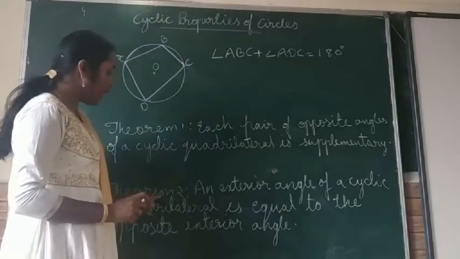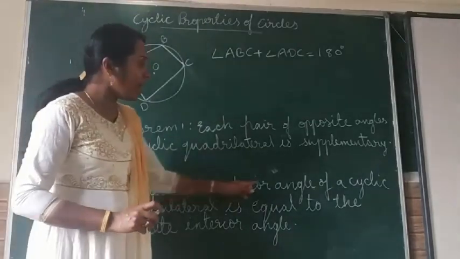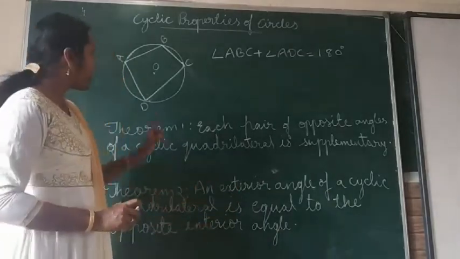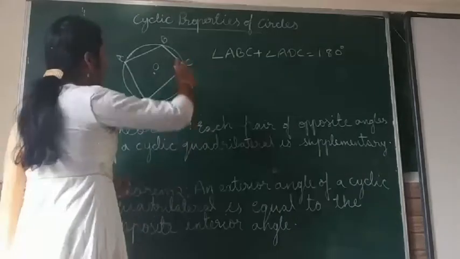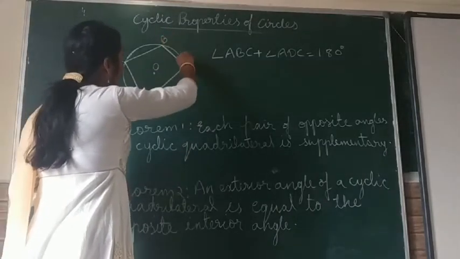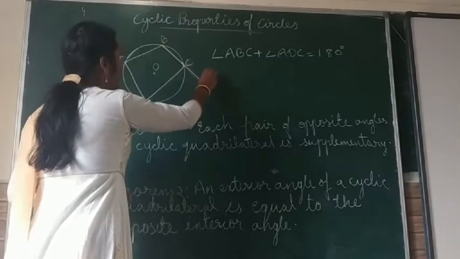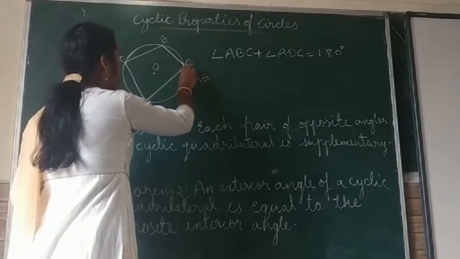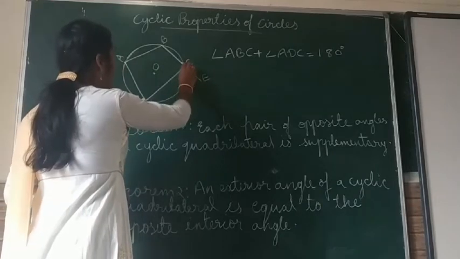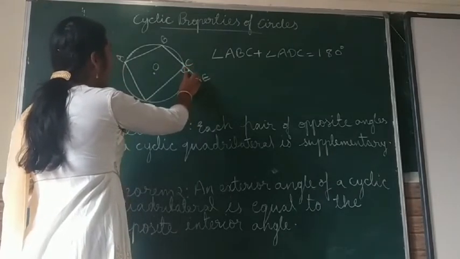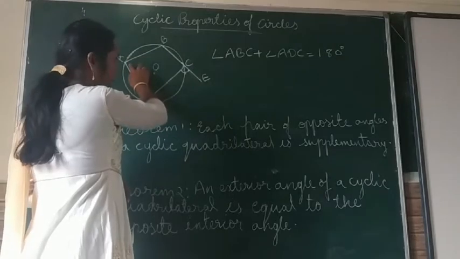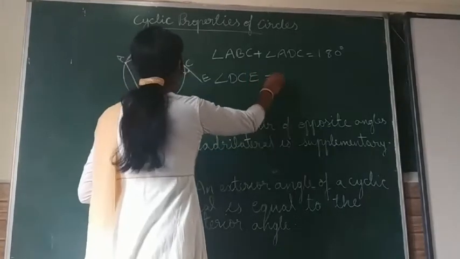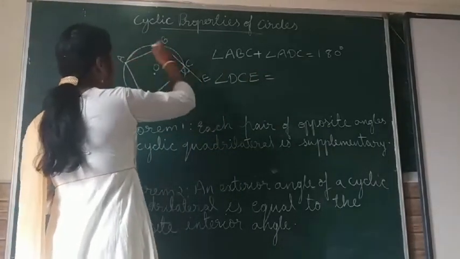Now, the next theorem. An exterior angle of a cyclic quadrilateral is equal to the opposite interior angle. So, let us take one exterior angle. Let us produce BC to E. So that angle DCE is formed and it is an exterior angle of this quadrilateral. This exterior angle is equal to the opposite interior angle. Angle DCE is equal to angle DAB.